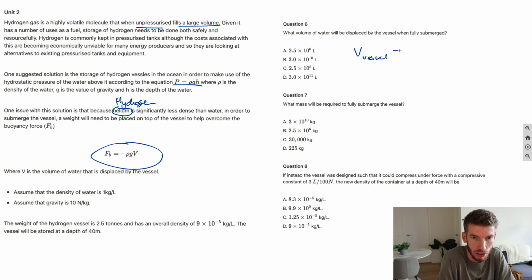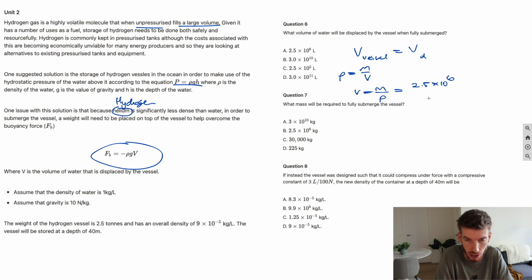Volume of the vessel is equal to the volume displaced. I'll do VD, I guess. And so, what's the volume of the vessel? We were given the density of the vessel and the mass. So we know that density is mass per volume. Therefore we can rearrange that and say volume is mass per density. And the mass was 2.5 tons, which is times 10 to the 6 kilos, over the density, which was all in standard units, 9 by 10 to the negative 5. And this will give us our volume.